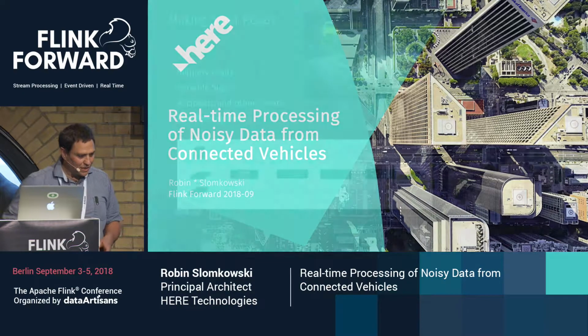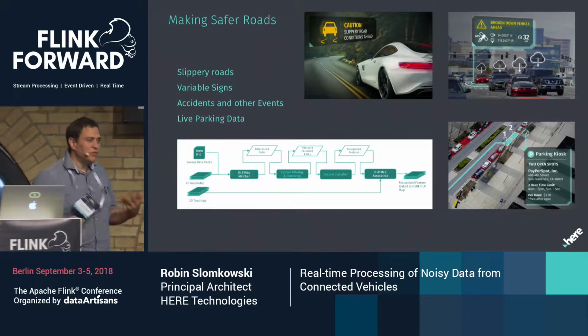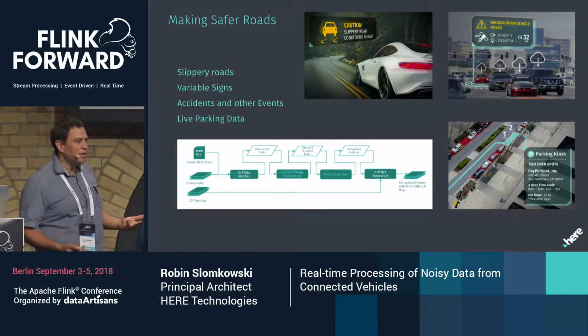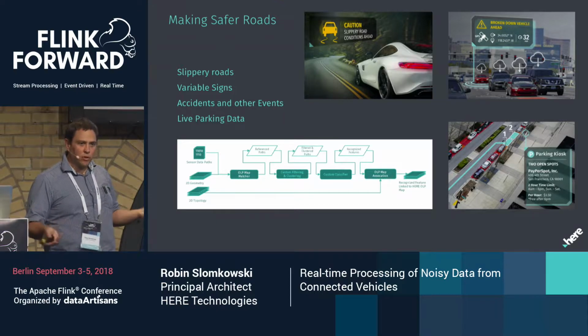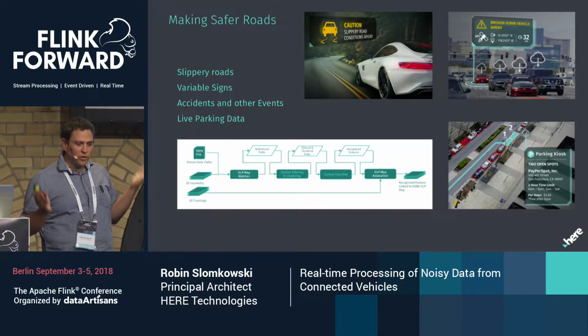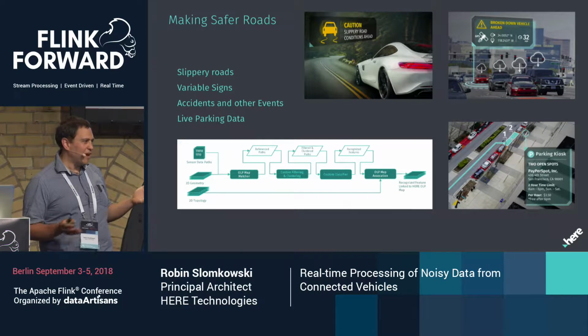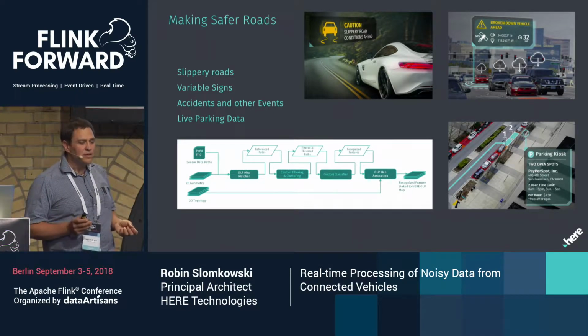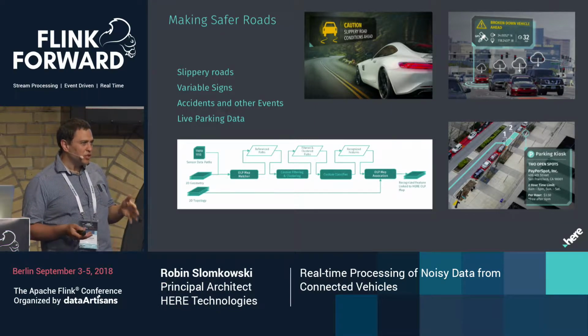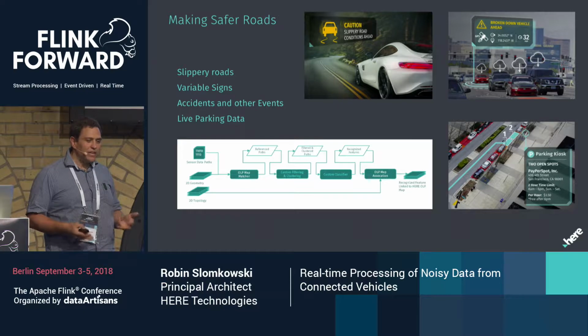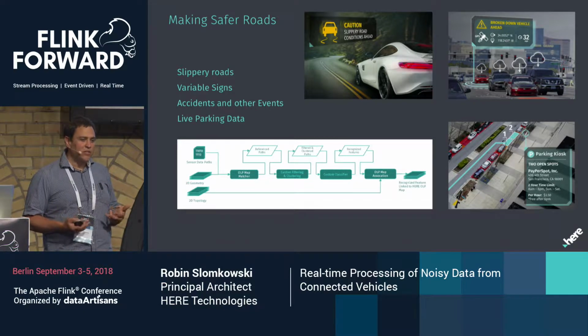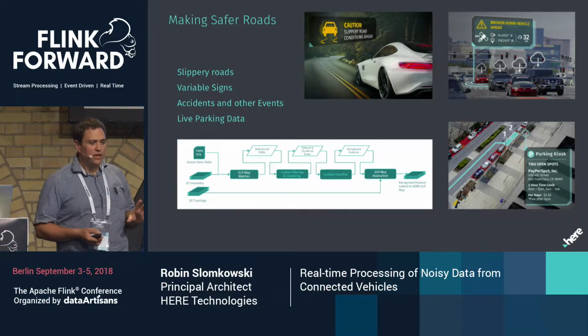There we go. So the use case: I work for a company. We make map data. That's our core business. We're trying to make the world have safer roads and easier to navigate roads. That's what we do. We've been doing it for 25 plus years. And maps were traditionally pretty static, and we're trying to make them way more alive now. And that's where a stream processing framework like Flink works beautifully.